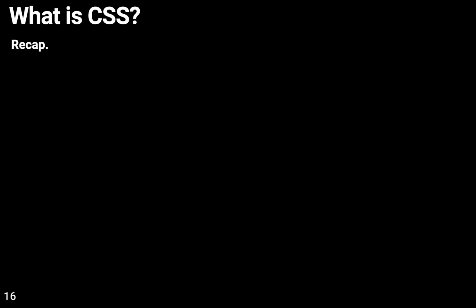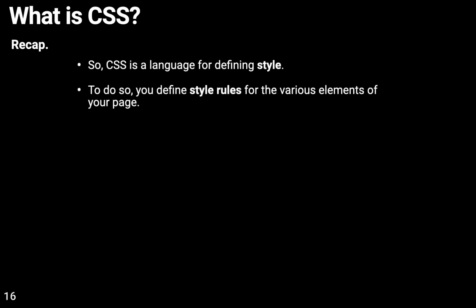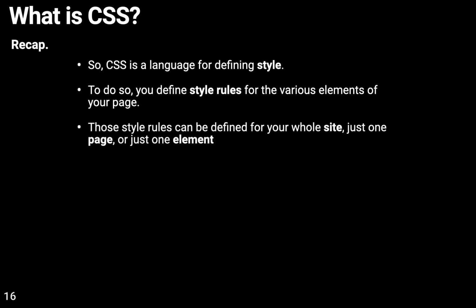Let's recap quickly. CSS is a language for defining style. To do so, you define style rules for the various elements of your page. Those styles can be defined for your whole site, or just one page, or just one element, with specific usually beating general in terms of which ones take priority.